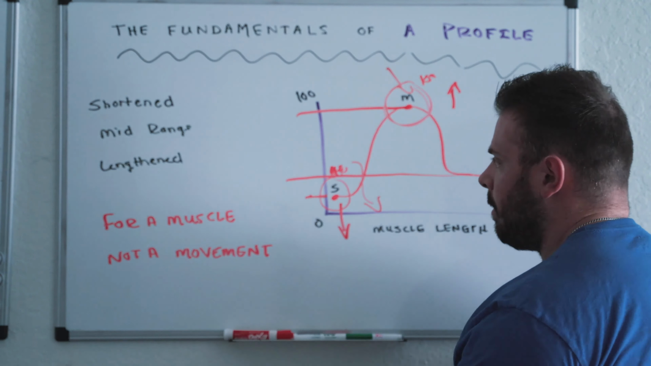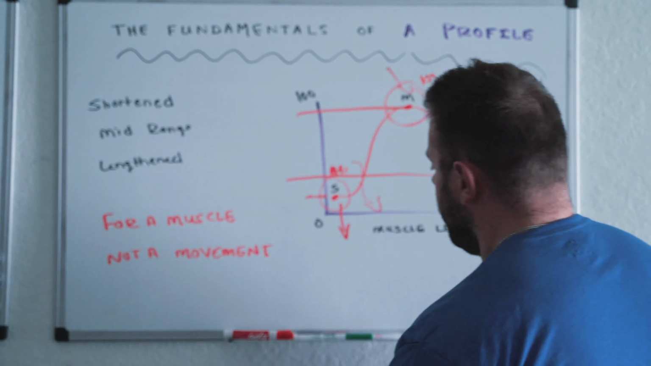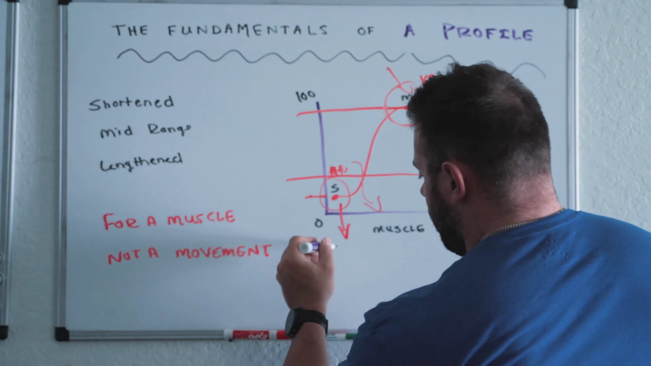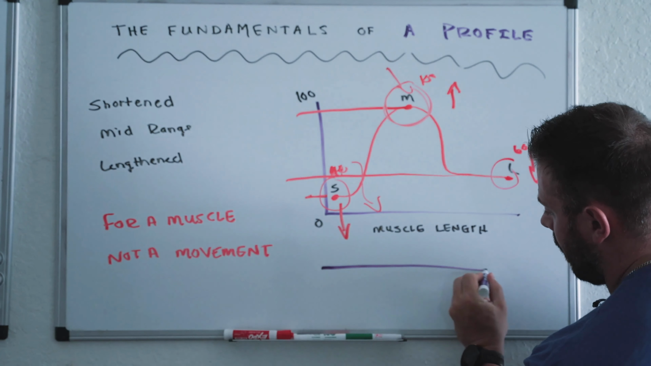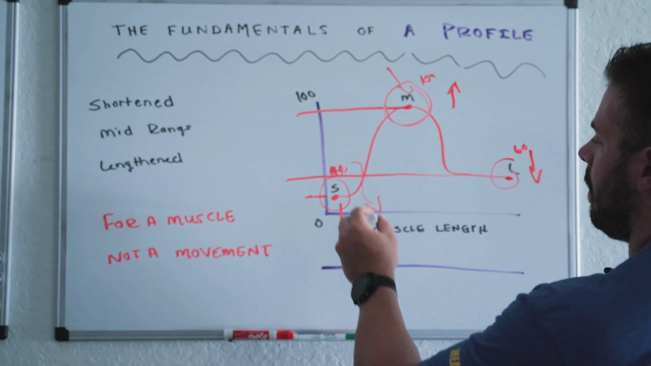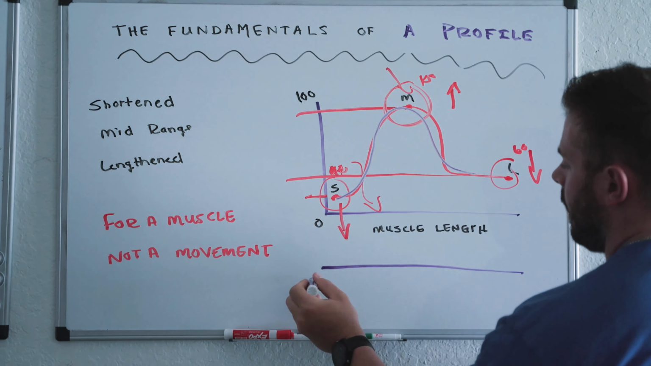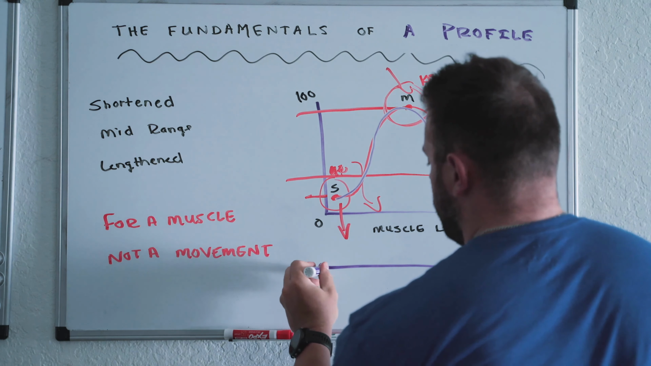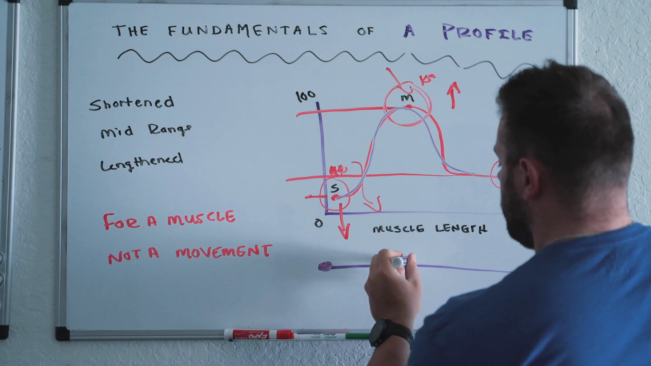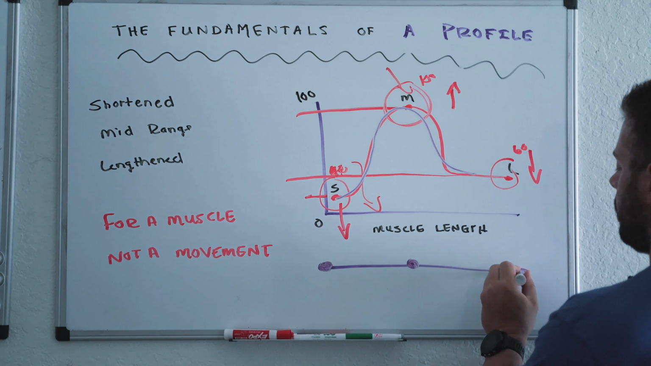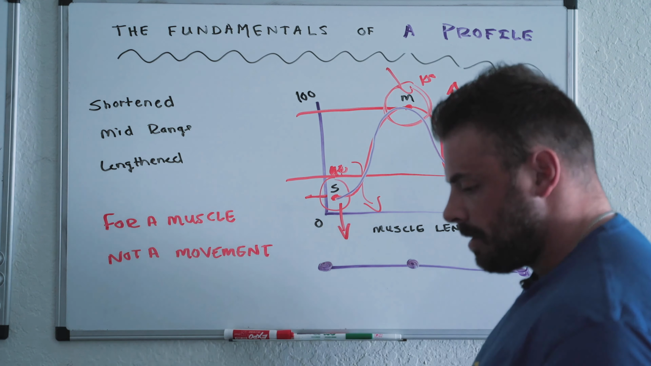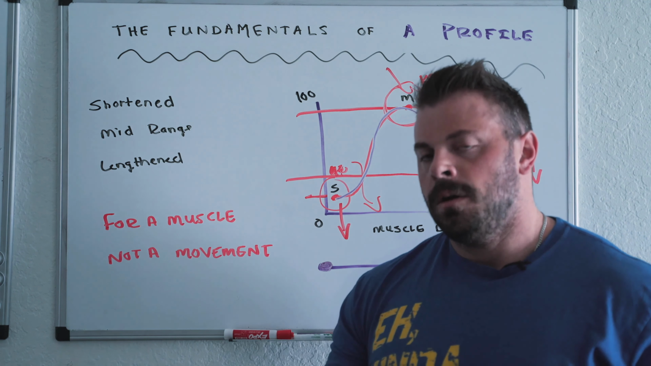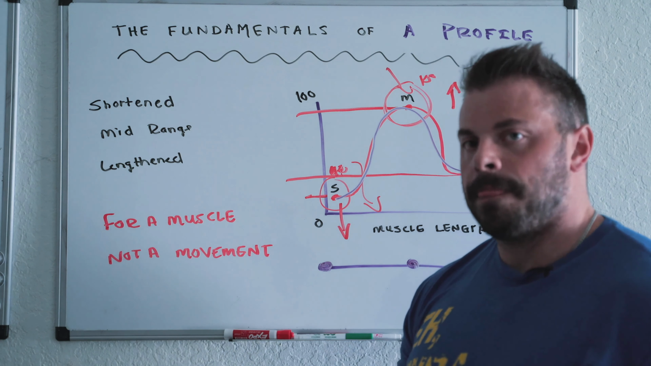I'm going to come in here with a purple marker, and what I essentially did, if this was another line graph down here, I took that bell curve and I flattened it out. So no longer is it this, now it's this. I'm producing as much force as I possibly can in the shortened range, as much as I can in the middle range, and as much as I can in the lengthened range. That making sense? One last example, that reverse hack squat, okay?